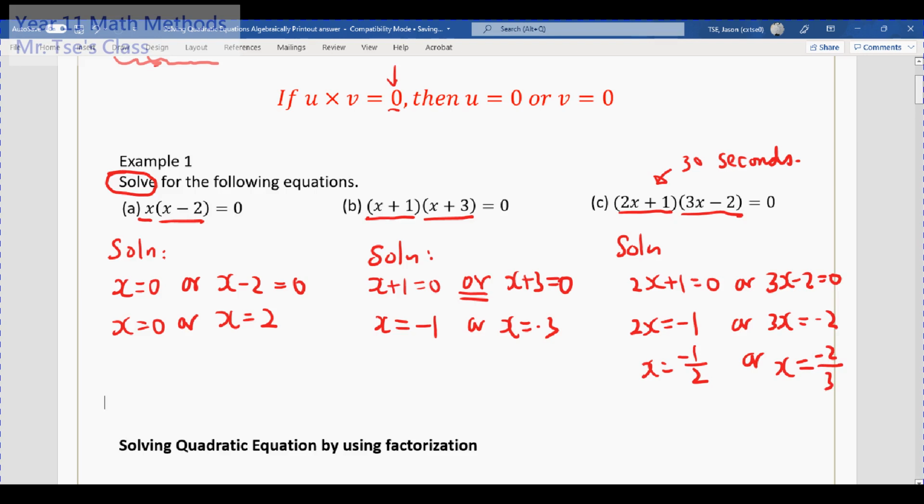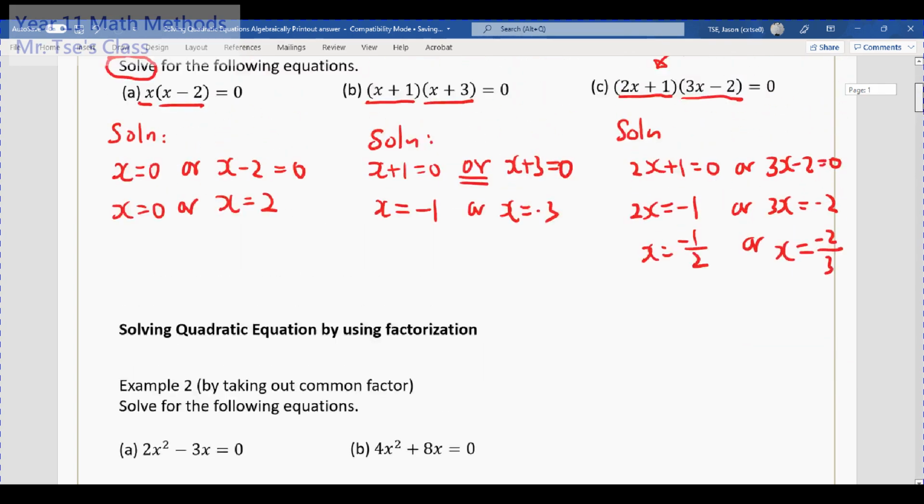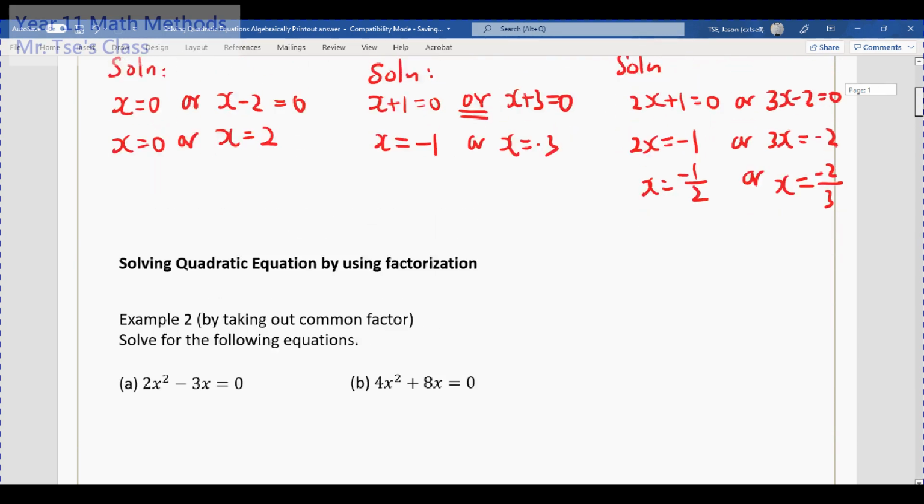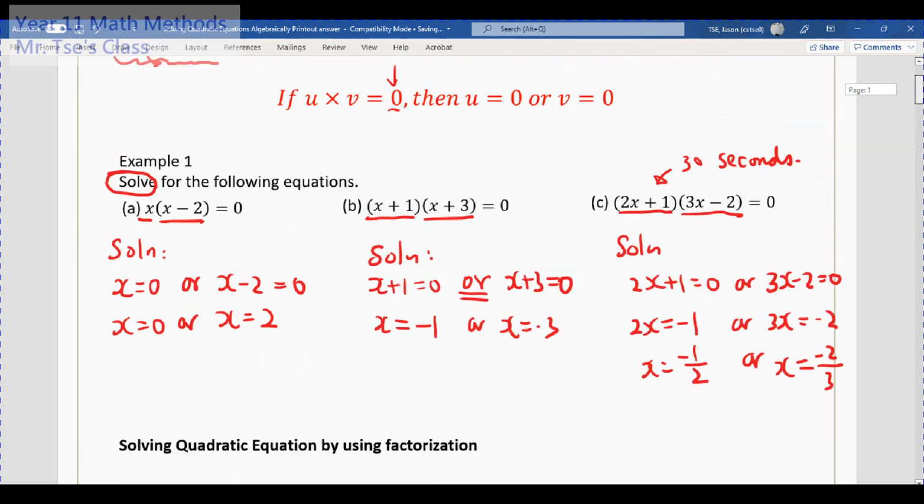So you see most of the quadratic equations, they will have two solutions, because you can factorize them into two factors. But I mean most of them, that doesn't mean all of them. We will see that later. So you see that's how it is.